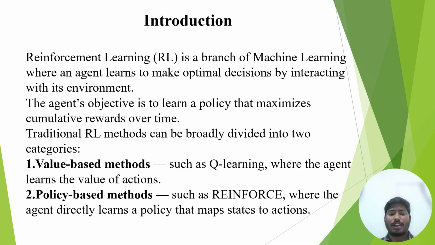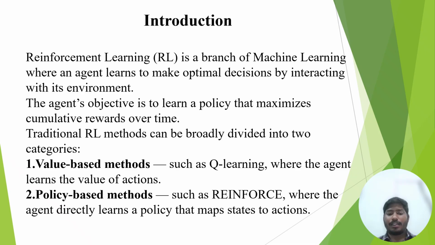In simple terms, imagine training a robot dog. You can give a reward when it does something good, like sitting when we tell it to, or no reward when it doesn't. Over time, it learns which actions bring rewards and repeats them more efficiently.